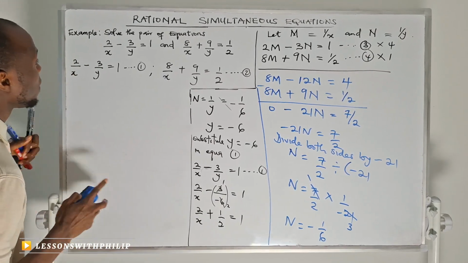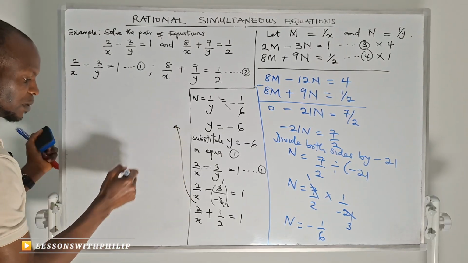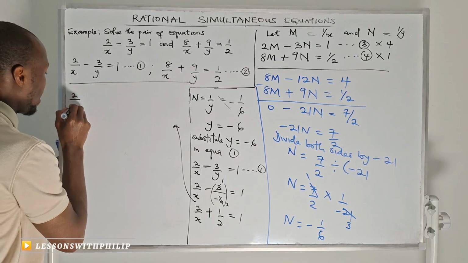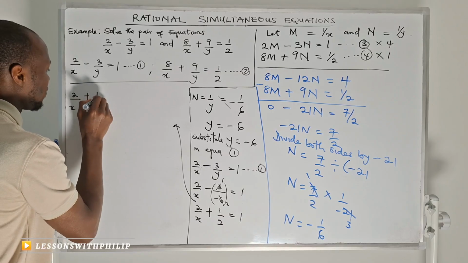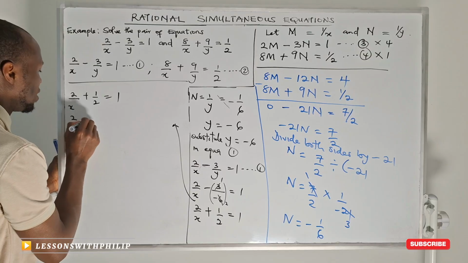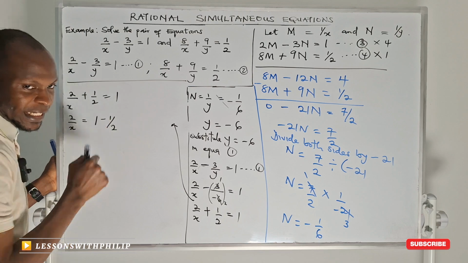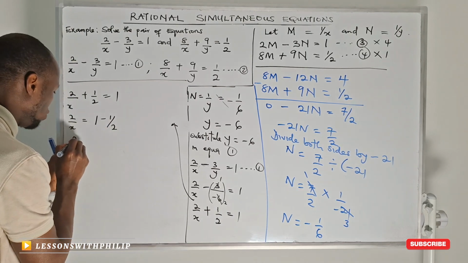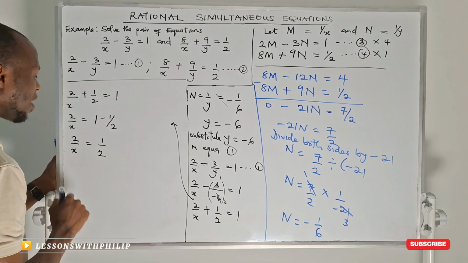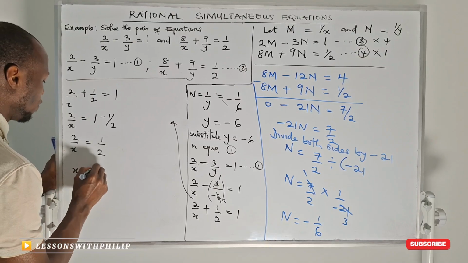Okay. So now we have from this place 2 over x plus half equals to 1. So my 2 over x equals to 1 minus half. If I bring this plus half to the other side, it becomes minus. So my 2 over x equals to half. If you find the LCM of this, you get half. Okay? Now, my x will now be equals to 4.